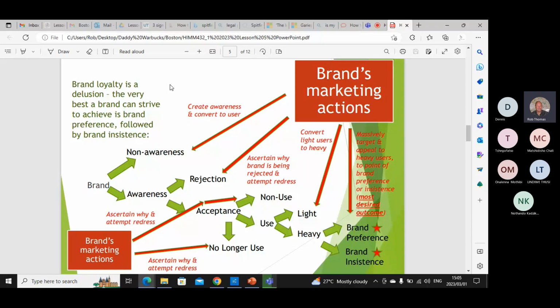Brand insistence is not the same as brand loyalty. It is your most desired outcome, where they insist on using the brand, and in the absence of that brand being available, they won't use another brand.